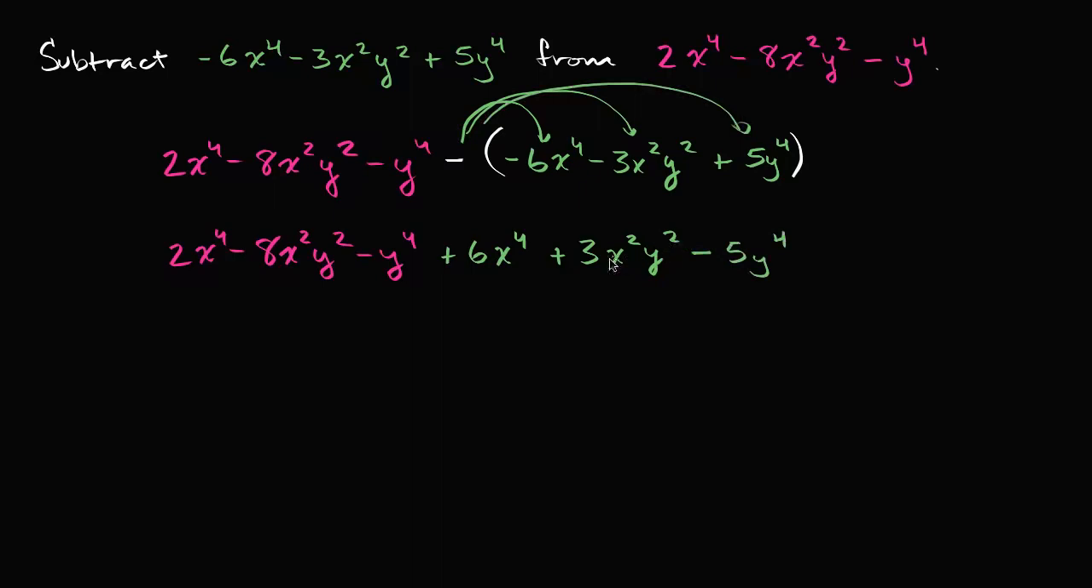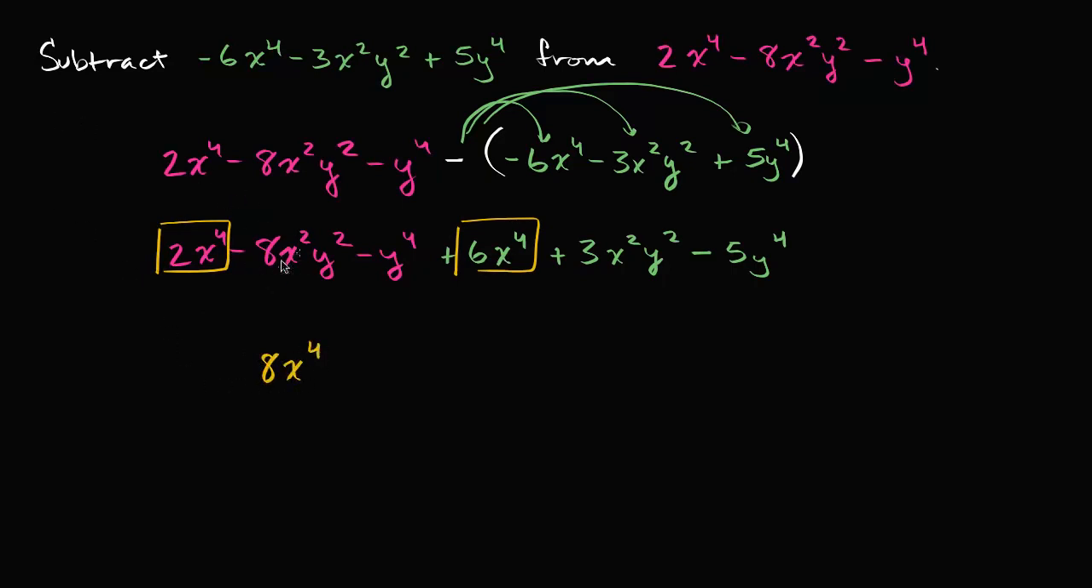And now we can try to simplify. Let's first look at this term right over here. We have 2x to the fourths, and what we could look for is another x to the fourth term. And we see it right over here. So we can add 2x to the fourths to 6x to the fourths. If I have 2 of something, and then I add another 6 of that something, that's going to be 8x to the fourths. 2x to the fourth plus 6x to the fourth is going to be 8x to the fourth power.